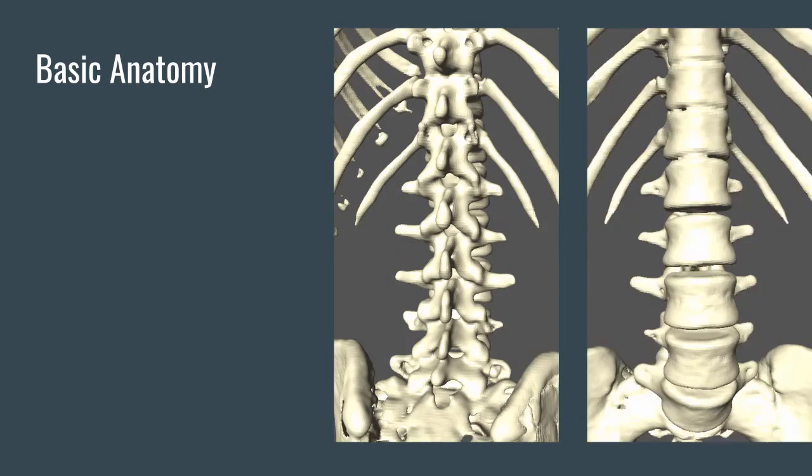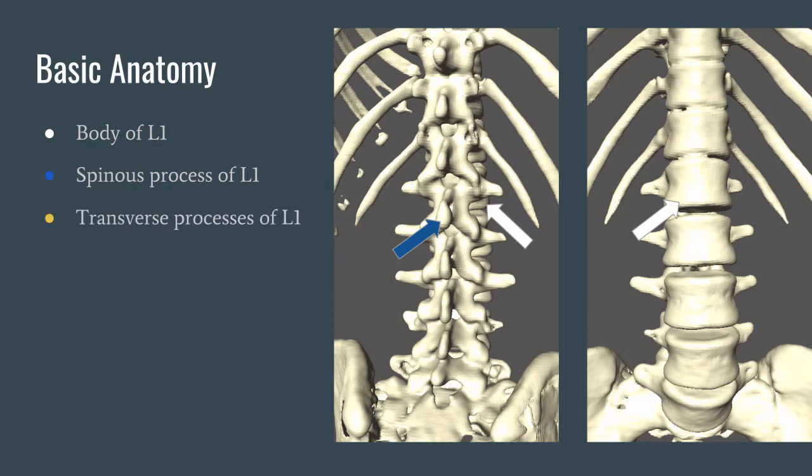This slide will cover the basic anatomy commonly used for motion testing. We'll look at a posterior and anterior view of the lumbar spine. For this video, we're going to use L1 and L2 vertebrae as the examples. The body of L1 is here, the spinous process of L1 is here, and the transverse processes of L1 are here. Note that the transverse processes of L1 are superior to the spinous process of L1. This will be important for when you're trying to find the transverse processes to motion test.